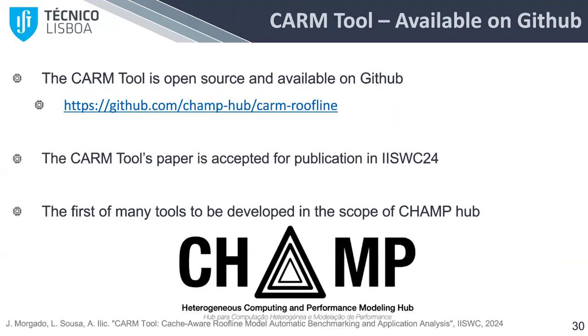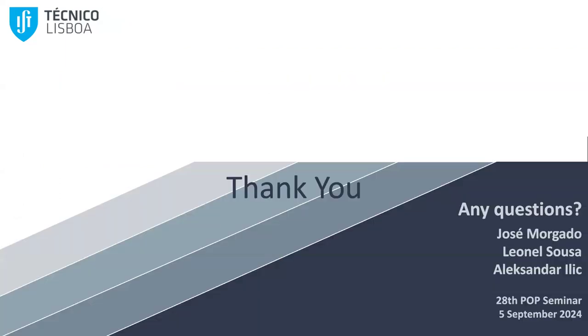And so the CARM tool is open source and available on GitHub. And we also have an accepted paper about the tool, which will soon be published at ISWC24. And the CARM tool is the first of hopefully many tools to be developed in the scope of CHAMP Hub, which is the heterogeneous computing and performance modeling hub created by Inesh Kide. And with this, I conclude my presentation. So if you have any questions, feel free to ask.